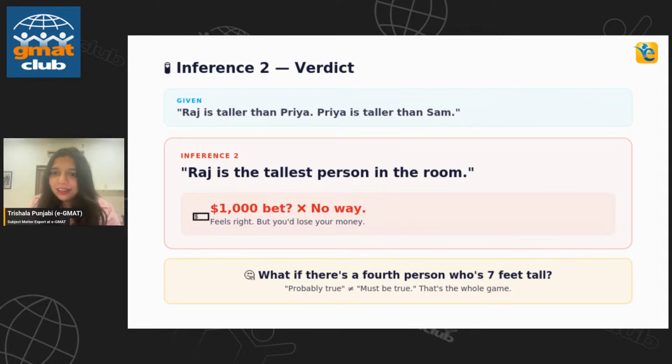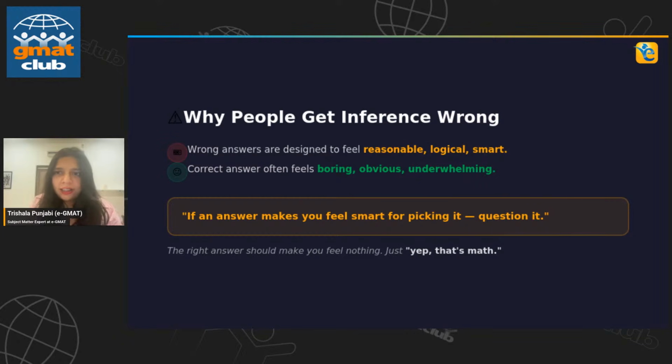That is great. Okay. So, are you ready to do an inference question? One of the reasons that people get inference wrong is because the wrong answers make you feel smart. They're like, oh, with this logic it makes sense. They make you feel reasonable. Usually whatever the wrong trap answer is, that could be true like 60-70% of the time, maybe even 80% of the time, but not 100% of the time. And that is the difference.